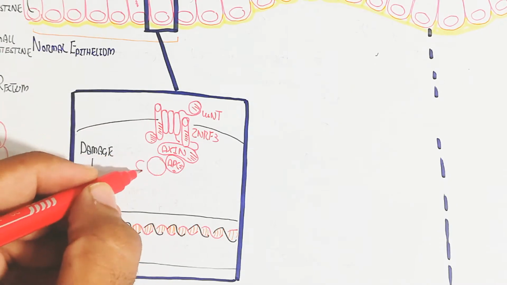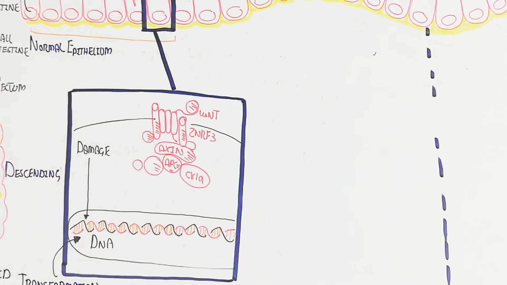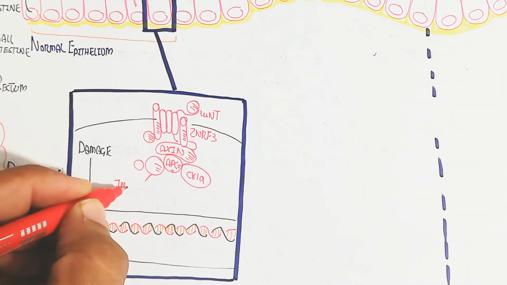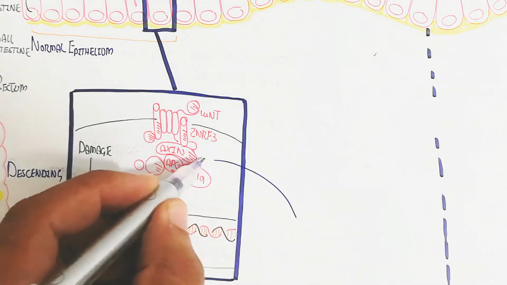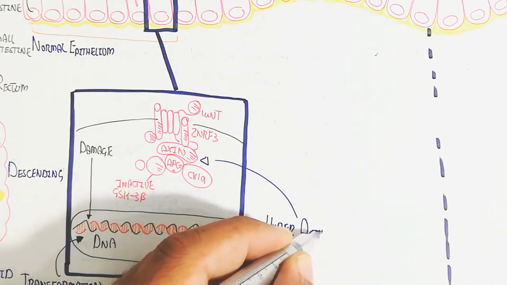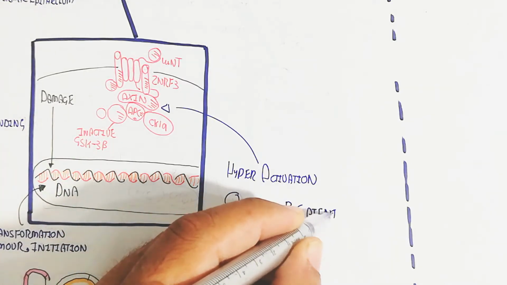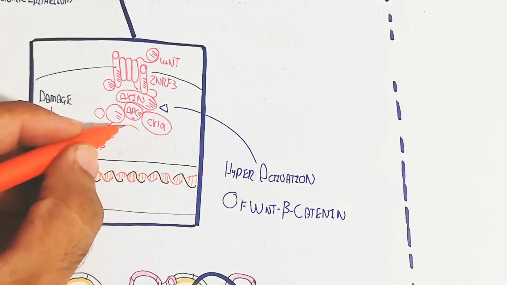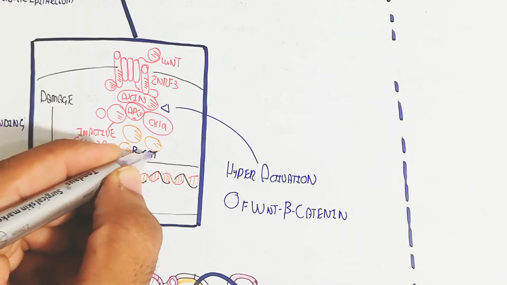One of these is R-spondin attached with APC and ZNRF3, which is a subunit with the receptor and binds with Wnt as a ligand, leading to inactivation of glycogen synthase kinase 3 beta, from active to inactive. On the other hand, the hyperactivation will lead to Wnt beta-catenin formation.